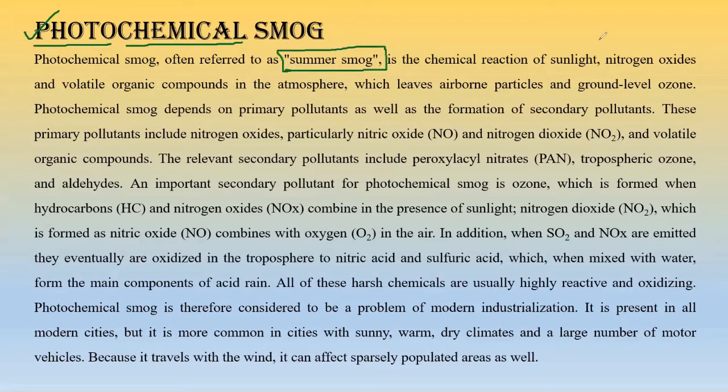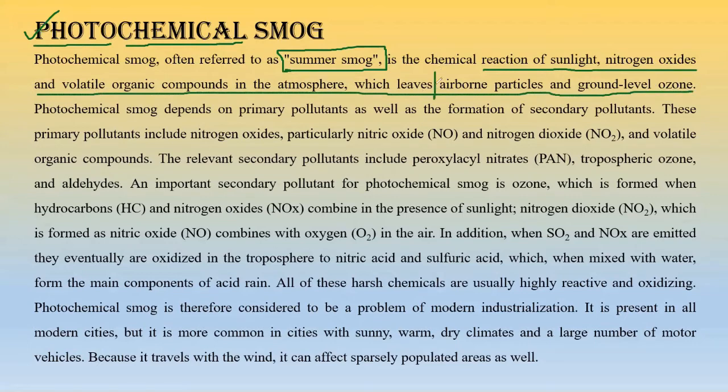Photochemical smog is also called summer smog, and it forms in presence of sunlight, from nitrogen oxides and volatile organic compounds in the atmosphere, and creates problems like airborne disease and formation of ground level ozone. Okay, now it depends on primary pollutants as well as on formation of secondary pollutants. So this type of smog is dependent on both primary as well as secondary pollutants, right?